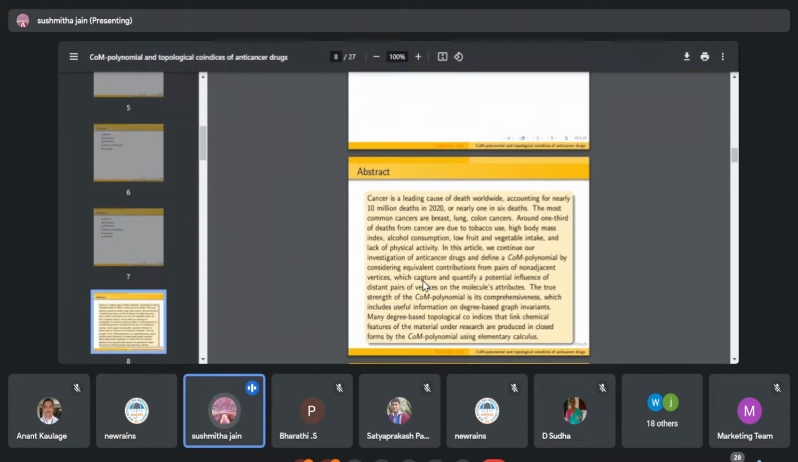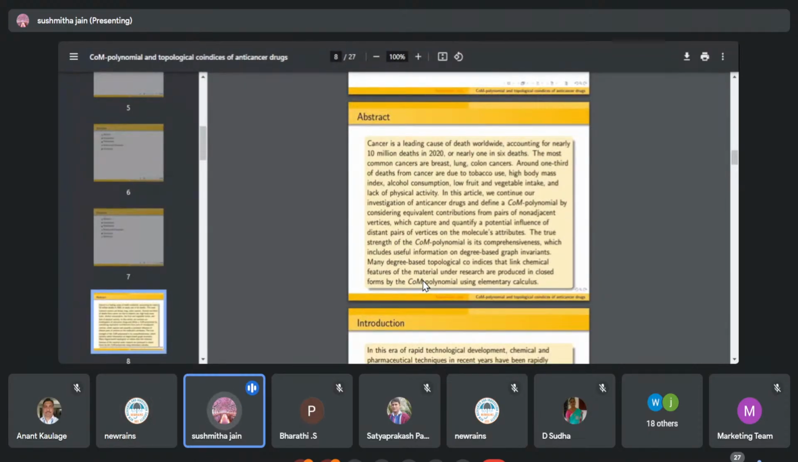In this present work, we continue our investigation of anti-cancer drugs and define the coem polynomial by considering equivalent contributions from a pair of non-adjacent vertices, which capture and quantify the potential influence of distinct pairs of vertices on the molecular attributes. The true strength of a polynomial is its compressiveness, which includes useful information on degree-based invariants. Many degree-based topological indices that link chemical features of the material under research are produced in closed form by the polynomial using elementary calculus.